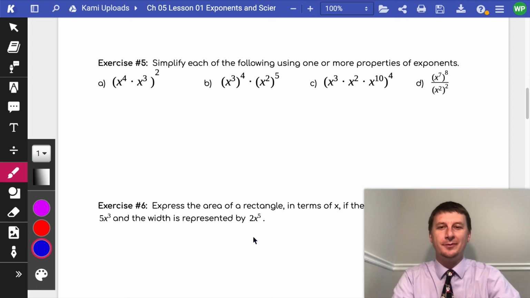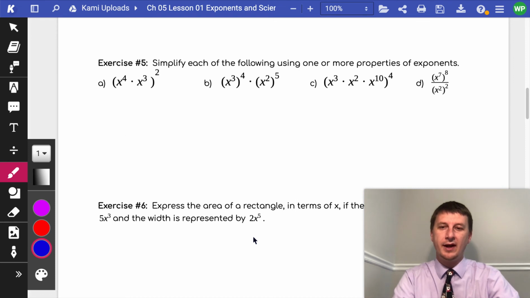Algebra 1. And in this video, we're going to be looking at exercise number 5 on lesson 1 that deals with exponents and scientific notation. This is found in chapter 5 of your workbook. And if you don't have a workbook, happy to have you here just watching the video tutorial.